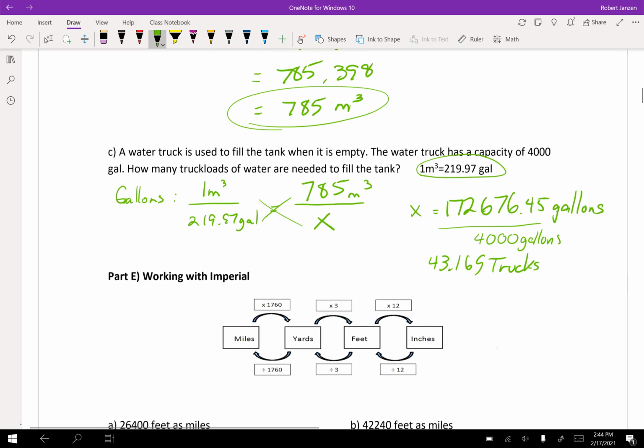Now, what do I do there? 43.169. Can you have part of a truck come? So the question here is, can I do this in 43 trucks, or does it take 44 trucks? Well, I hope it makes sense that 43 trucks would not quite fill it. I will need that 44th truck to come, even if it's with only part of the water. So what I'm going to say is I need 44 trucks.